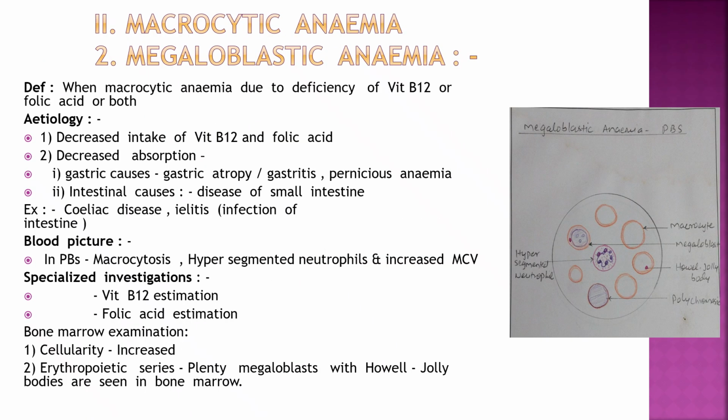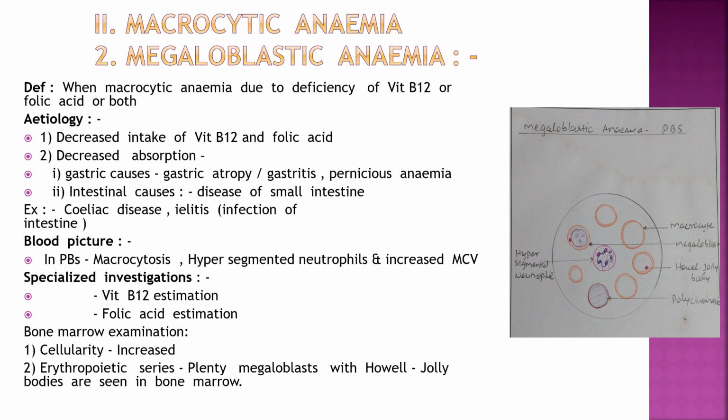Megaloblastic anemia: when macrocytic anemia is because of vitamin B12 or folic acid deficiency, or both, it is called megaloblastic anemia. The name megaloblastic comes from mega, meaning increased size of the RBC. Etiology can be decreased intake of vitamin B12 or folic acid, like decreased intake of leafy vegetables, or normal intake but decreased absorption because of gastric causes like gastric atrophy and pernicious anemia, or intestinal causes like diseases of the small intestine such as celiac disease or ileitis.